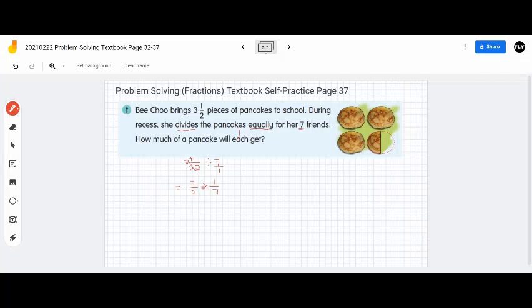So 7 and 7 can be cancelled with each other. 1 times 1, 1. 2 times 1, 2. So one person will get 1 over 2 piece. It means that 1 over 2 also resembles half. Each friend gets half a piece of pancake. So that's it.